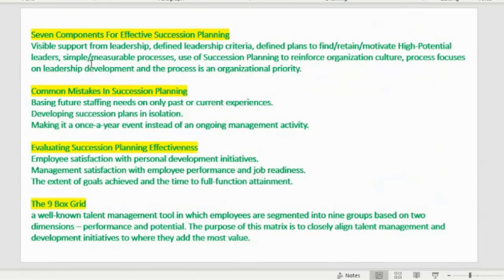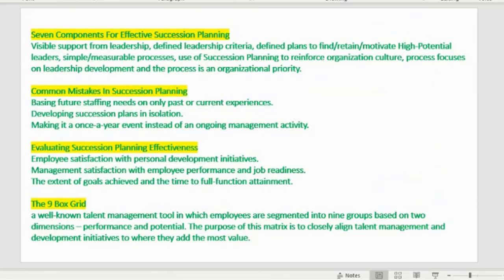The number 1 component would be visible support from leadership, define leadership criteria, define plans to find, retain, motivate high potential leaders, simple measurable processes, use of succession planning to reinforce organization culture. Process would focus on leadership development, and the process is an organizational priority.